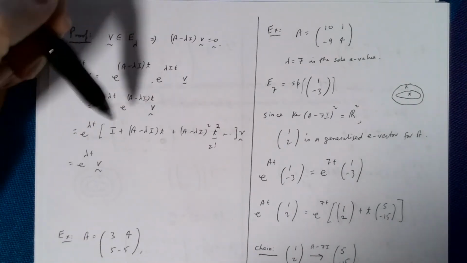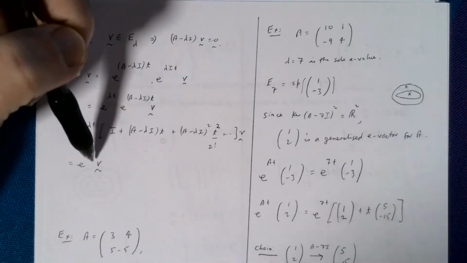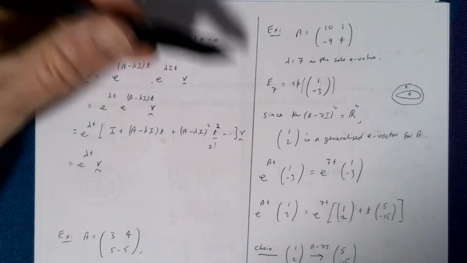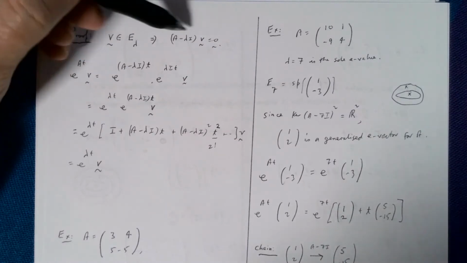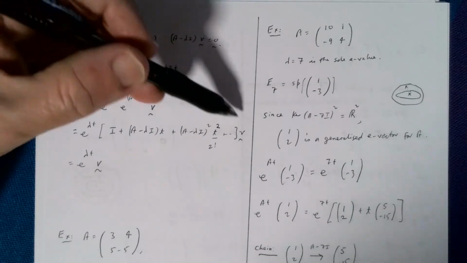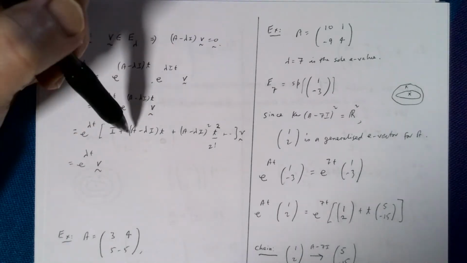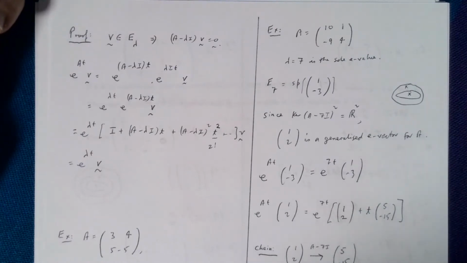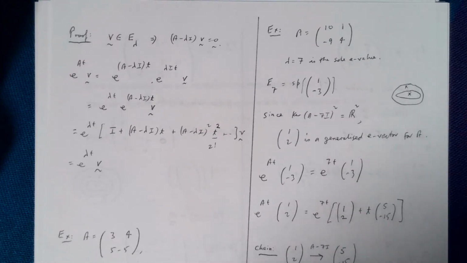Now I times v just gives you back v again, and (A minus lambda I) times v gives you the 0 vector because of what we set up here. And similarly, when I multiply this matrix by v, I get 0. So when you multiply all of this infinite series times v, you don't get anything. It all is just the 0 vector. And so all that survives is e to the lambda t times v. That is a beautiful result, and the proof is so elegant and simple.